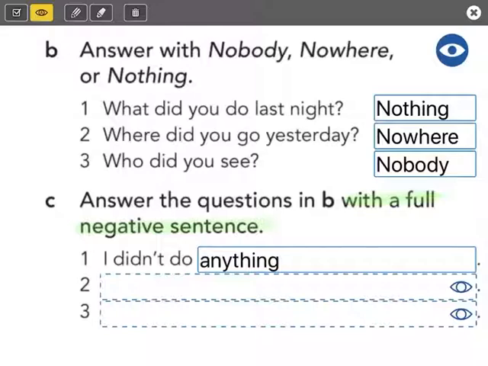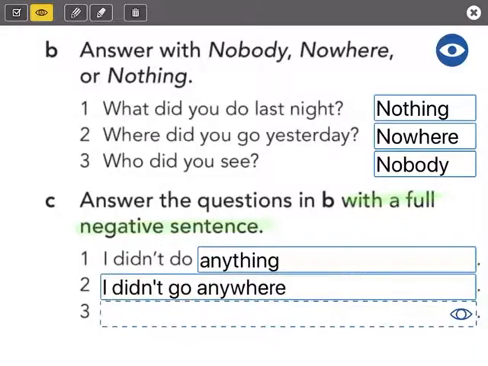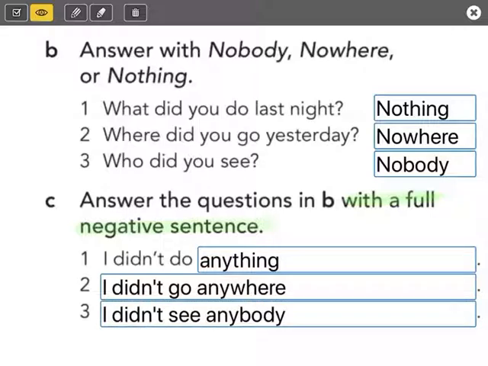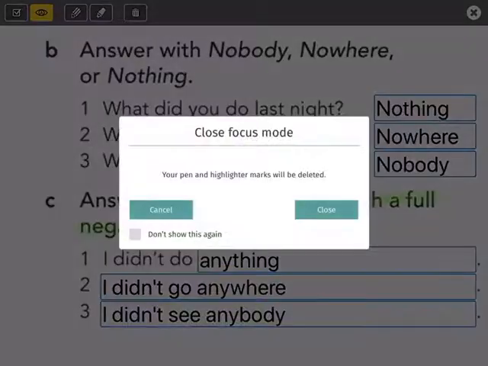Where did you go yesterday? Negative. I didn't go anywhere. Number 3, who did you see? I didn't see anybody, or of course, anyone. So those are the exercises in our book.